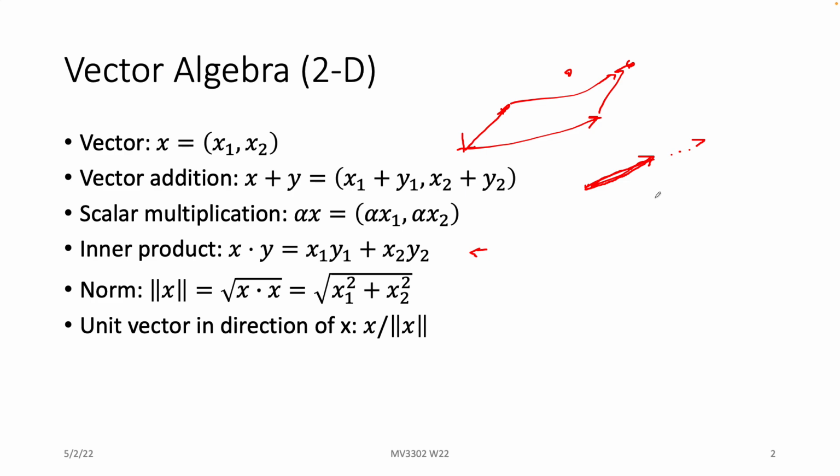Another thing which comes up is that if I have a vector in a particular direction, but I want a unit vector in the same direction, that is, one whose length is 1, then I simply take the coordinates of that vector and divide each of the coordinates by the norm. That's a special case of scalar multiplication. In other words, the scalar that I'm multiplying by is 1 over the norm.